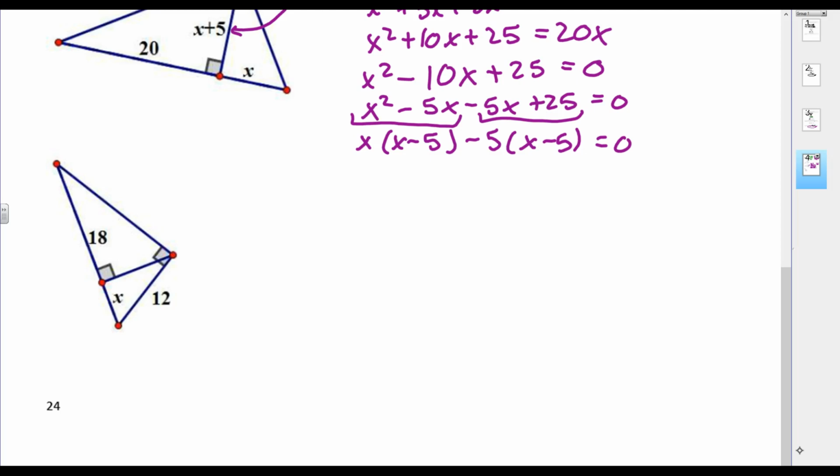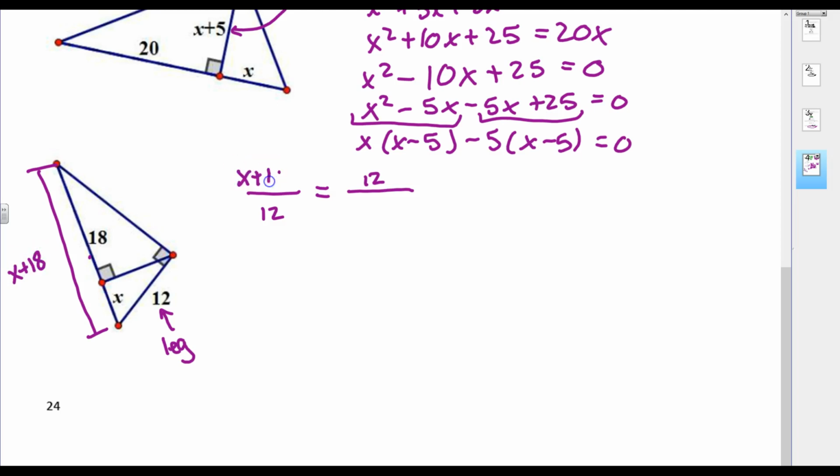All right, I think we're going to use the leg rule because this guy is a leg. So we're going to set it up like a leg problem. The leg is the geometric mean of the whole hypotenuse. So I know I've got 12 on one side. The whole hypotenuse, this time we have to do a little bit of math. We know that this piece is 18, this piece is x. So the whole hypotenuse is x plus 18. Yes, you're allowed to do that. x plus 18 is the whole hypotenuse.